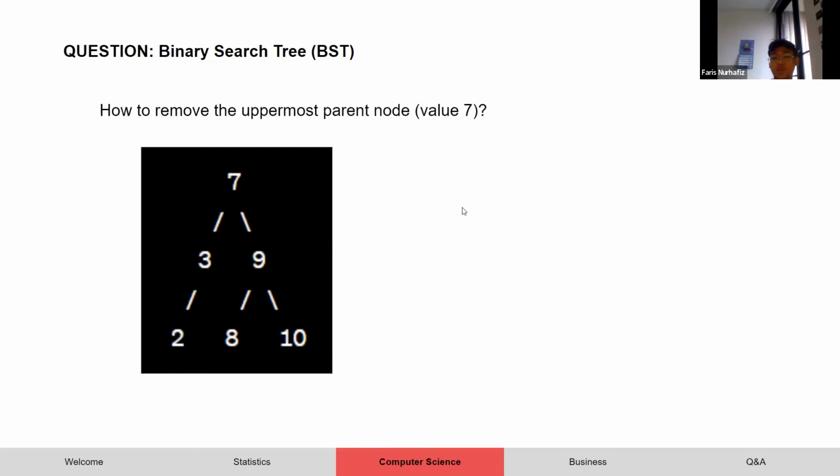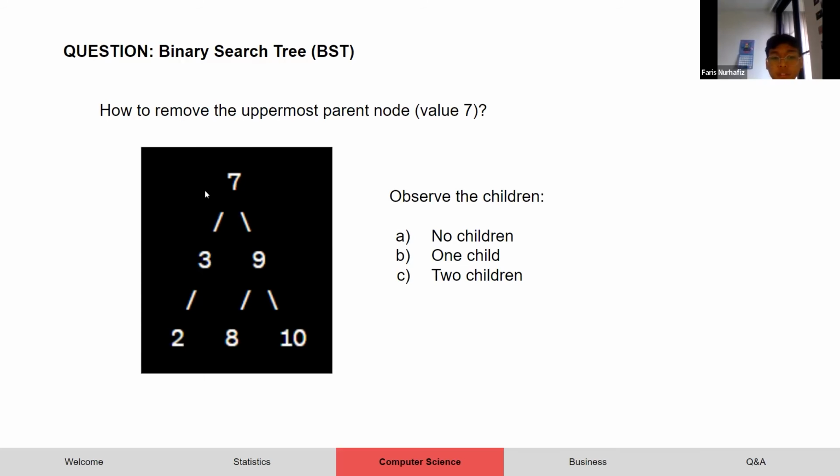Let's take a look at how to remove the uppermost parent node, value 7. We learned about how to insert, search, and remove certain nodes, but how about removing the uppermost parent node? In this case, the value 7. To start off, we want to observe the children first. So we have 3 cases to observe here. We have no children, 1 child, or 2 children. Because we are dealing with node 7, we observe that node 7 has 2 children. So that's option C.